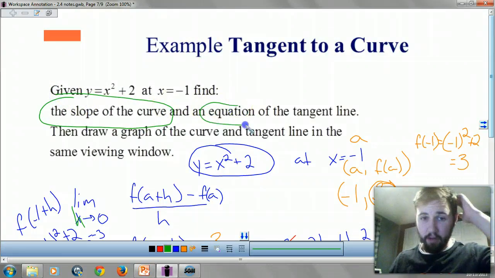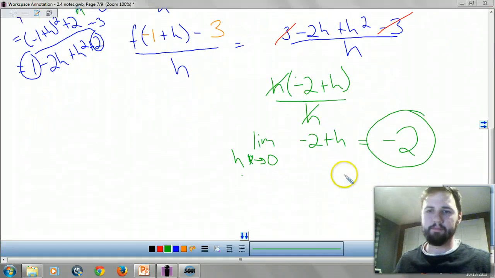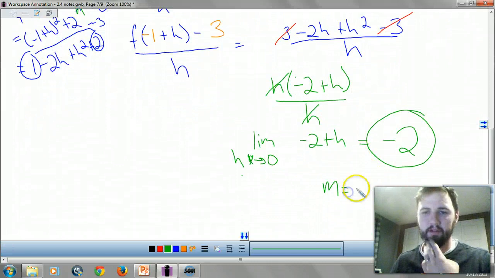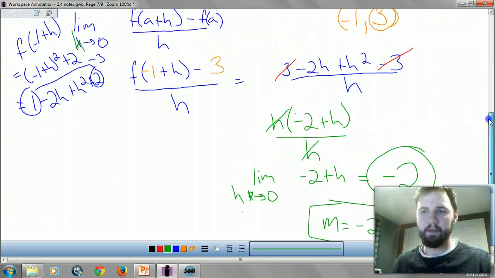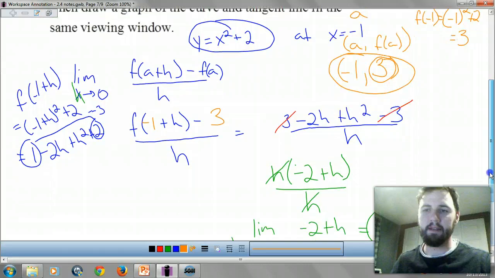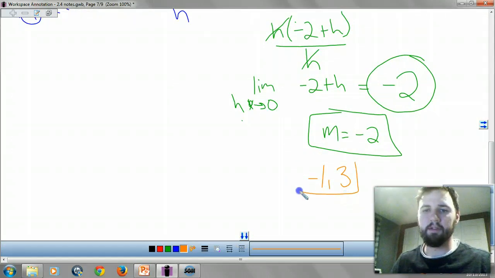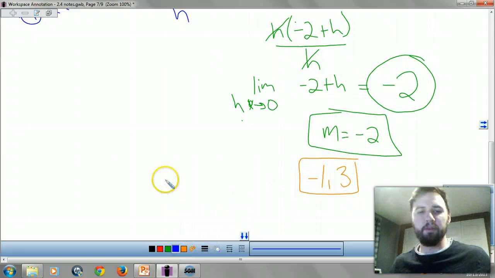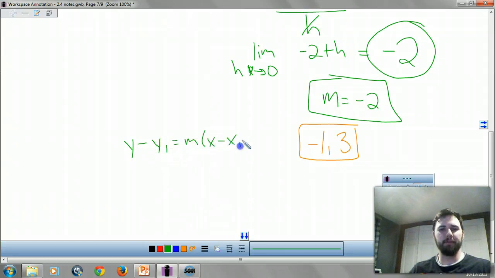Now we have to find the equation for that tangent line. Well, we have a slope. Our slope is -2. We also have a point. The point is (-1, 3), because that's on the graph. So we have a slope and a point, so we use our point-slope form. Remember this equation for a line: y minus y1 equals your slope times x minus x1.